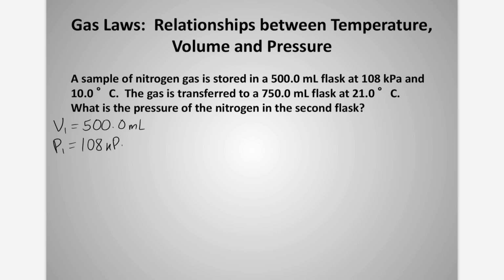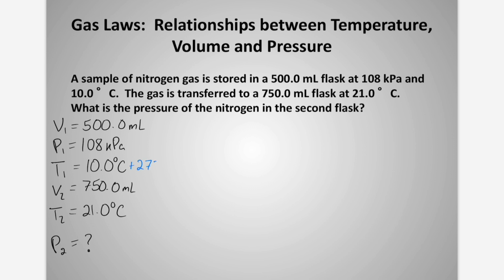First pressure, 108 kilopascals. First temperature, 10.0 degrees Celsius. Second volume, 750.0 milliliters. Second temperature, 21.0 degrees Celsius. And we are trying to figure out what the new pressure is. Next thing, convert Celsius to Kelvin. Then we're going to deal with our equation, right?